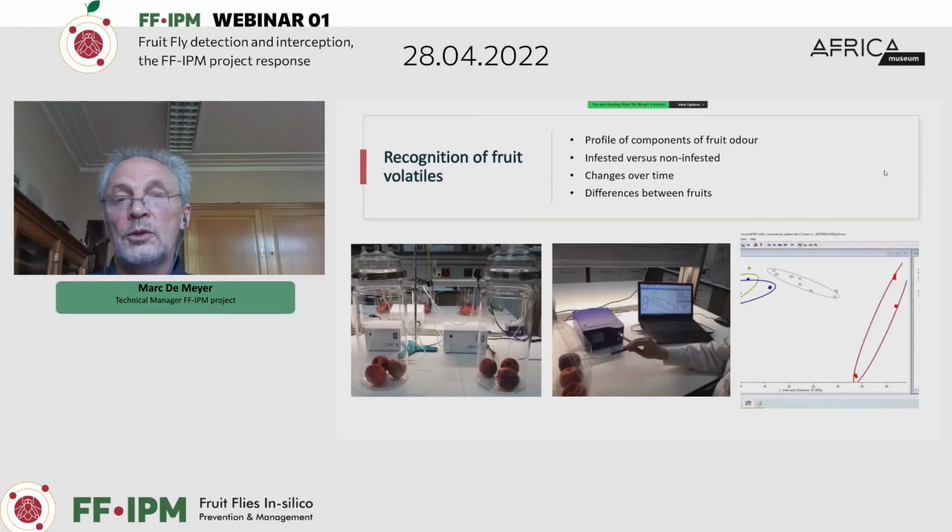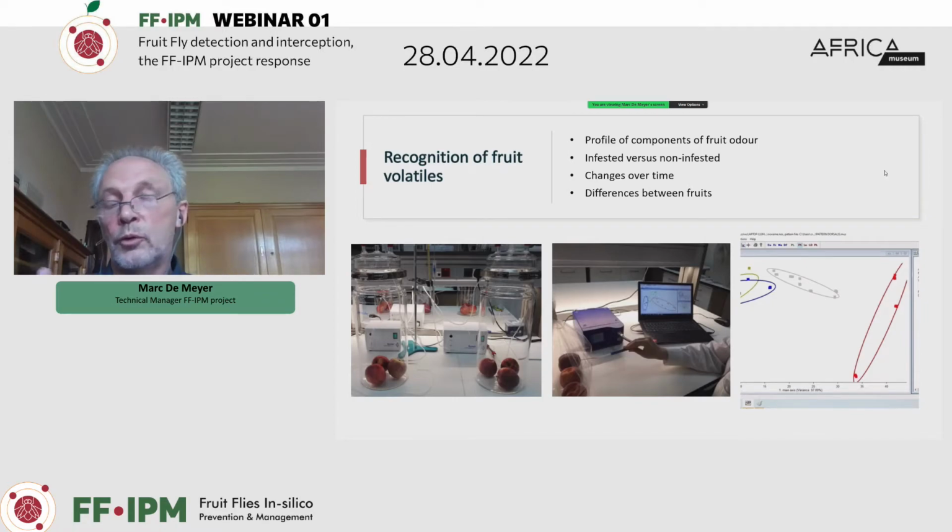Now, those fruit smells are actually a combination of different chemical volatiles which are emitted by the fruit. And the volatiles emitted by a fruit will differ between a fruit which is not infested and a fruit which is infested. So actually the smell will be different. We may not be able to detect it with our nose, but with a chemical analysis, we can find the differences in the volatiles. Because the volatile, as I said, is a mixture of different aspects.